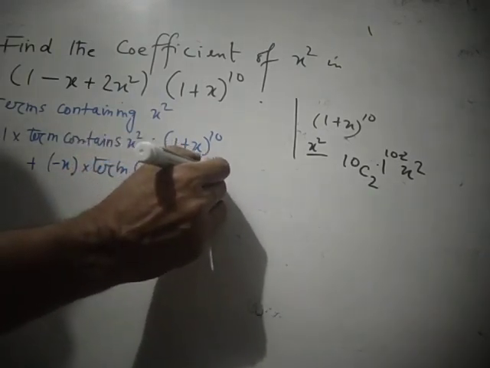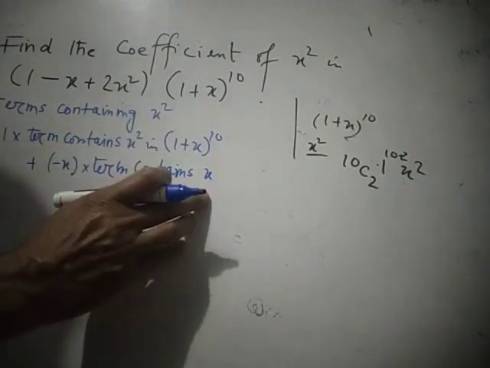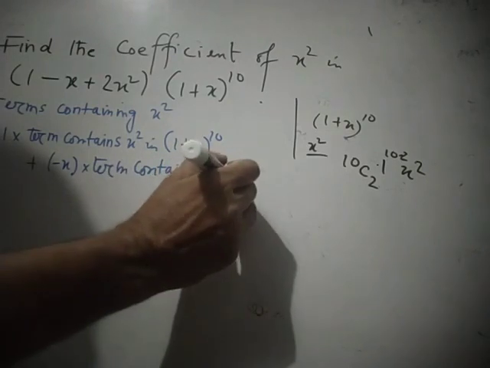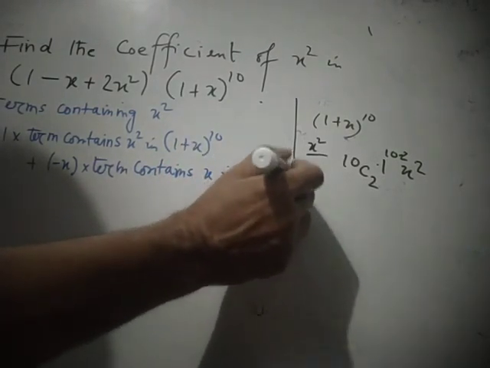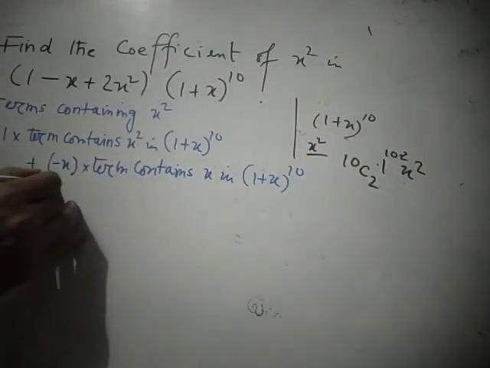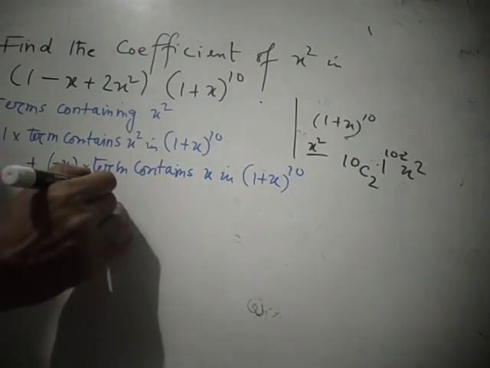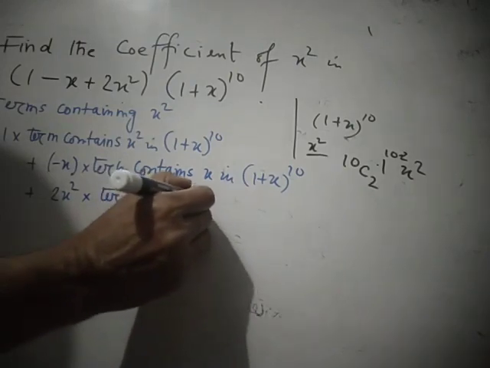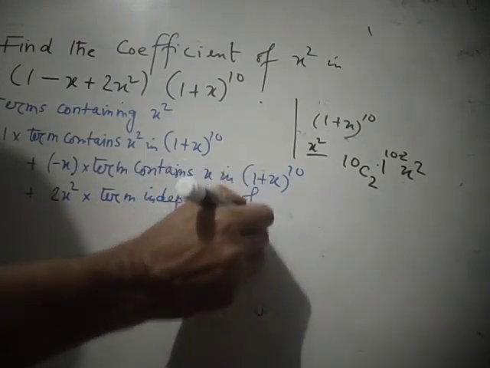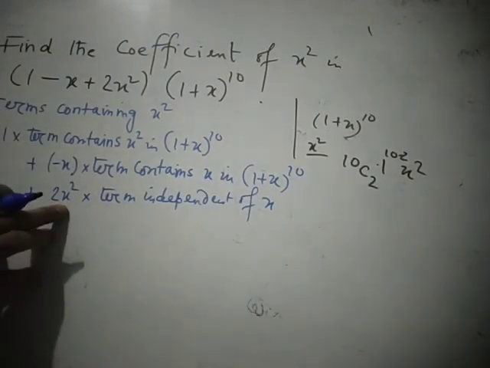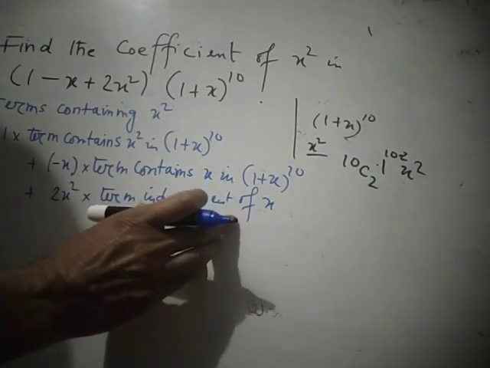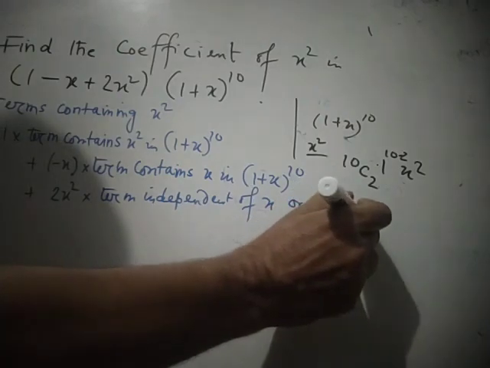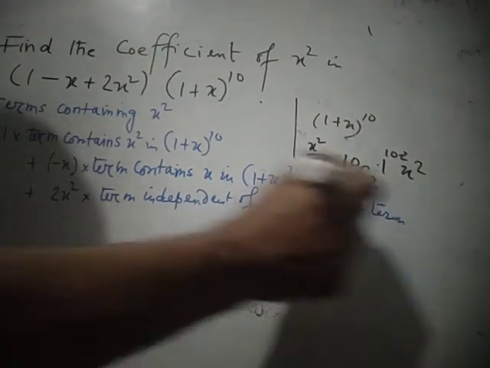Why x? Because minus x into x will give x square. So we'll get the term containing x square. From the second expansion, plus 2x square into the x independent term, that is the constant term. Because 2x square is already x square, so we have to write the x independent term. That will give the term containing x square.